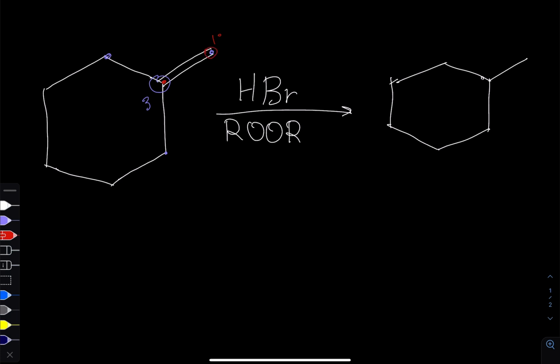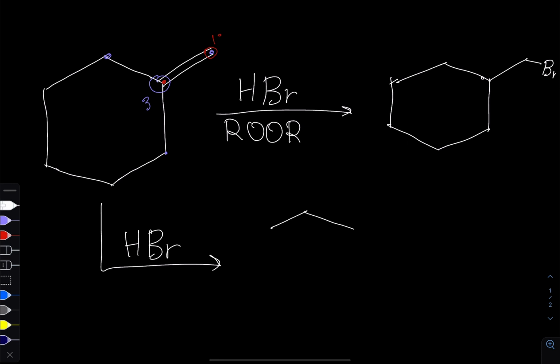This one. So the bromine would have to go here. So that's where it goes, not here. If you were to do this reaction with HBr without the peroxides, it would do this.